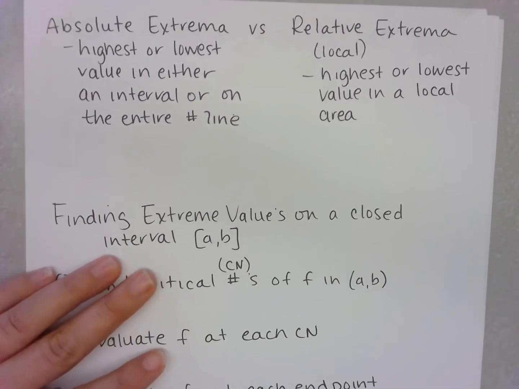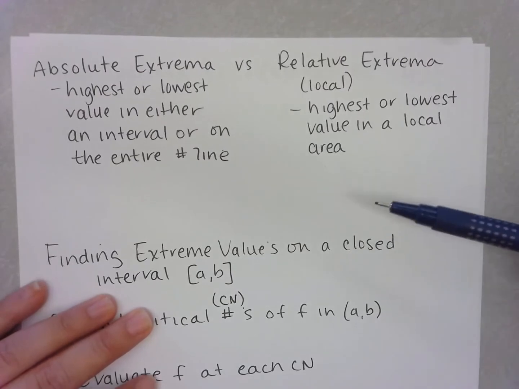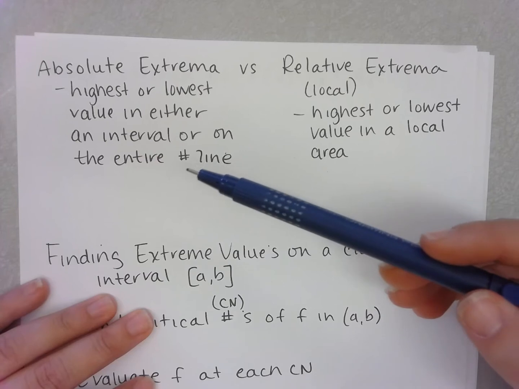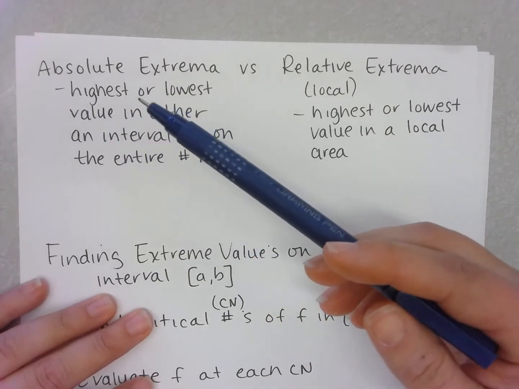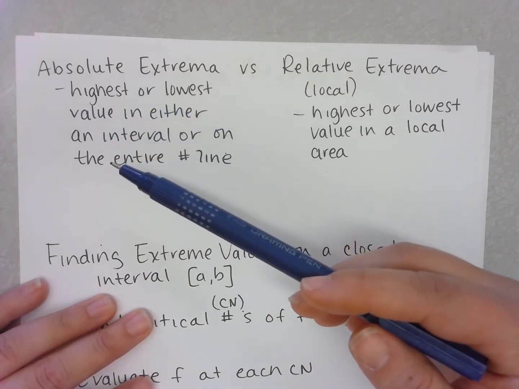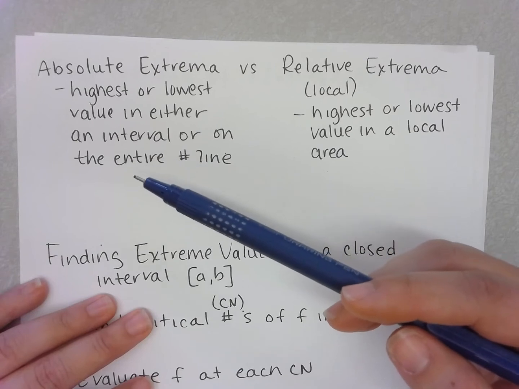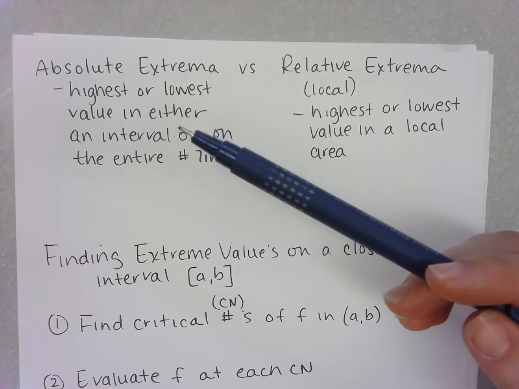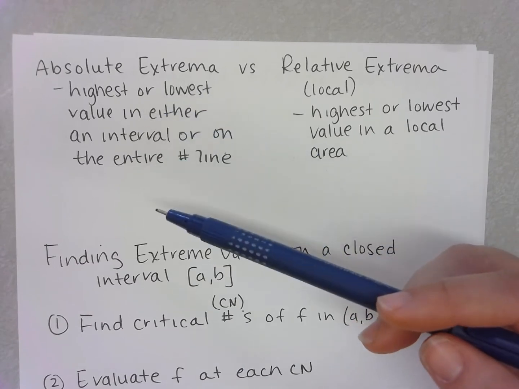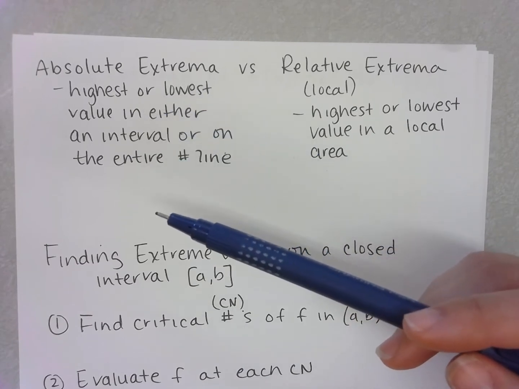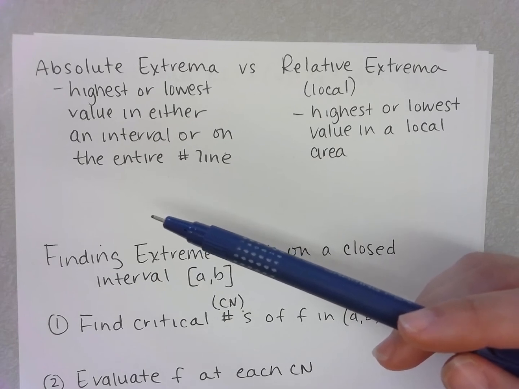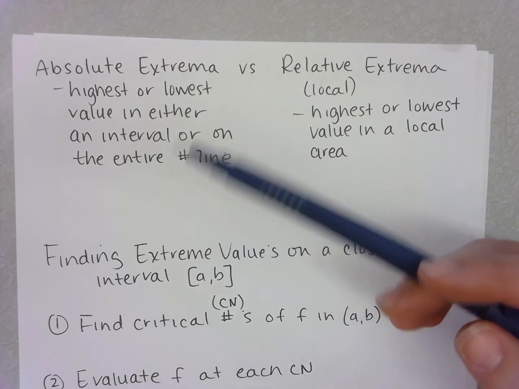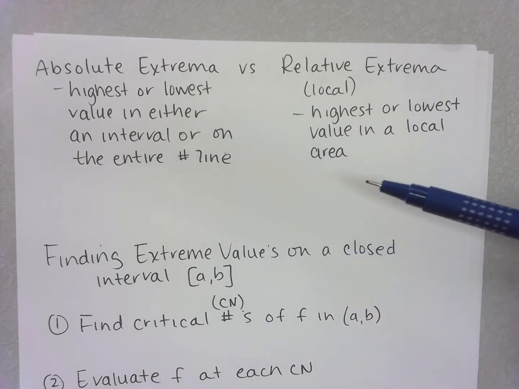Okay. So I've talked about this already, but I wanted to formally define it. I've thrown around these terms and sort of explained them. But the absolute extrema is the highest or lowest value in either an interval, if I'm just looking at a snapshot, or on the entire number line. Now if I have a closed interval, then I always have an absolute max and an absolute min because I'm only looking at a snapshot of my graph. If I'm looking on the entire number line, not every function has an absolute max or min. We're going to look at that in a second.